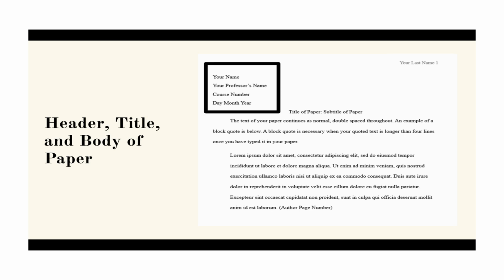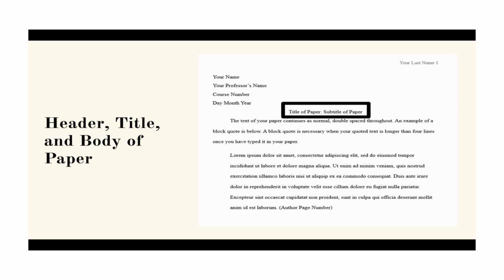Next comes the information found on the left-hand side here: your first and last name, your professor's name, the course number, and the date of the paper. Dates in MLA are written in day, month, and year order, and you do not abbreviate the month in this section. The title should be centered in title case, meaning every major word is capitalized, and you do not bold, underline, or italicize this title.